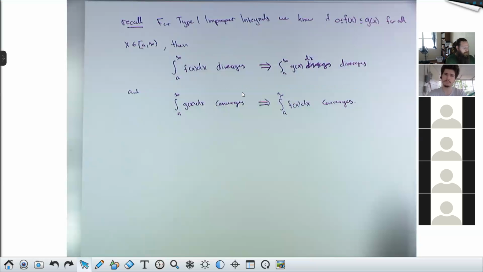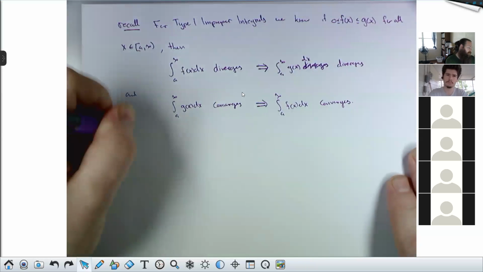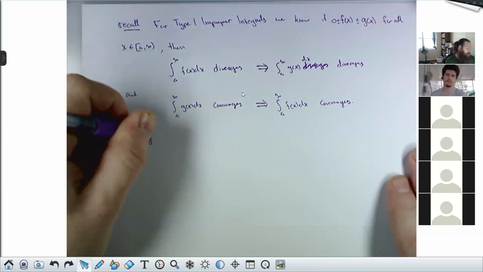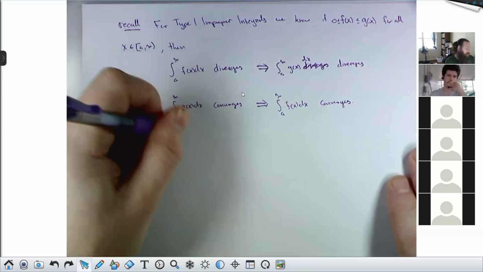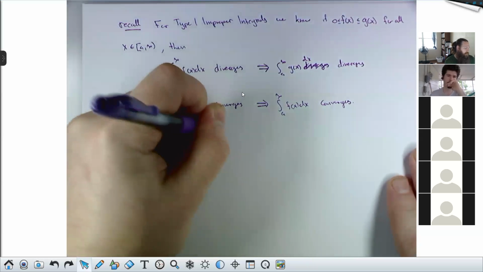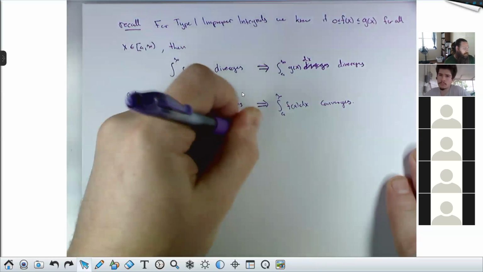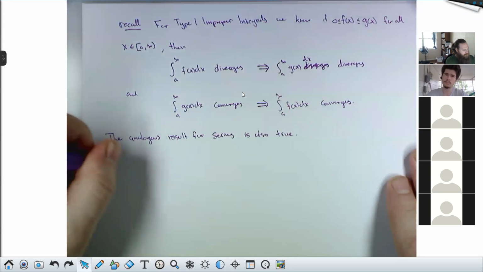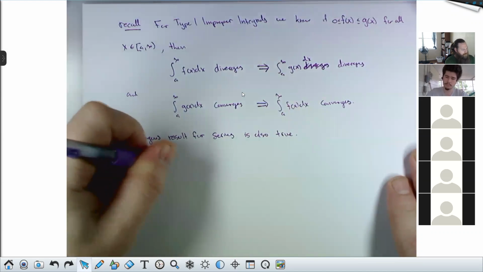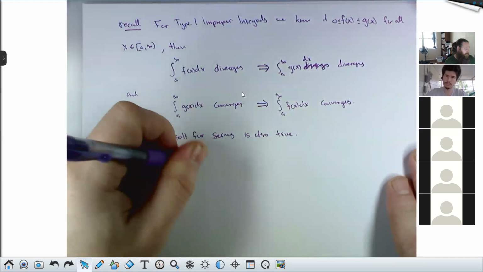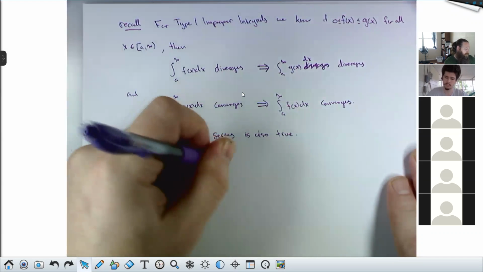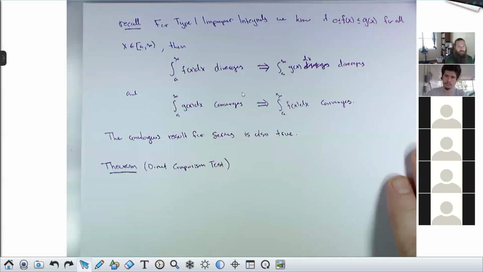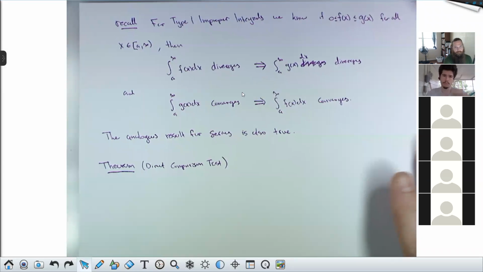The analogous result for series is also true. So it's time for a theorem. And this is called the direct comparison test. It's the first theorem in section 11.4. And it's the last theorem on your homework for this week.